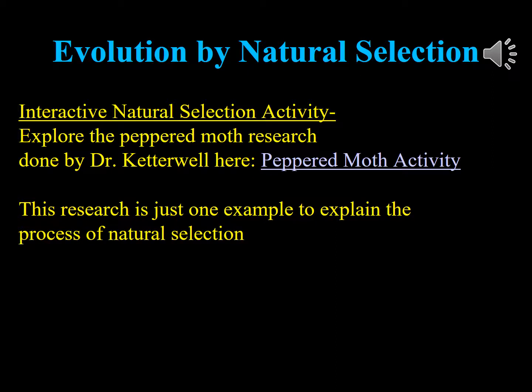Click this link and run through the simulation of this peppered moth natural selection activity. This is actually real research that was done about a century ago, before and after the Industrial Revolution, and it's a classic example of how natural selection works. It's again important to note that it really all depends on the environment you're in. So it might be advantageous in one environment to have a characteristic, but not another. So once you click through this, I think you'll understand that point a little bit better.